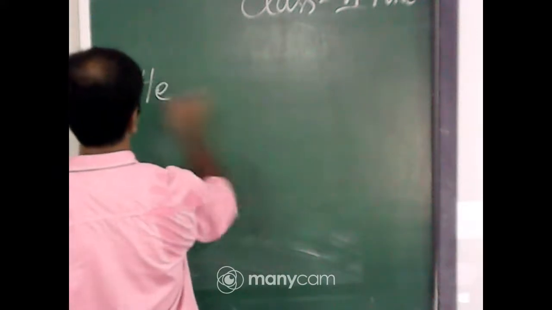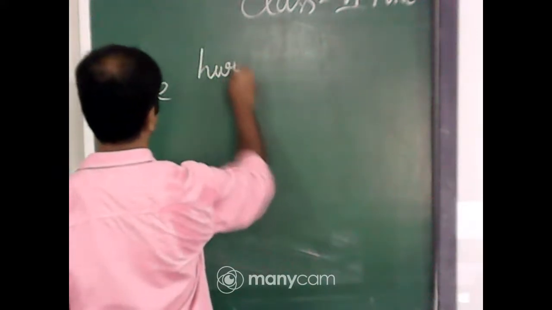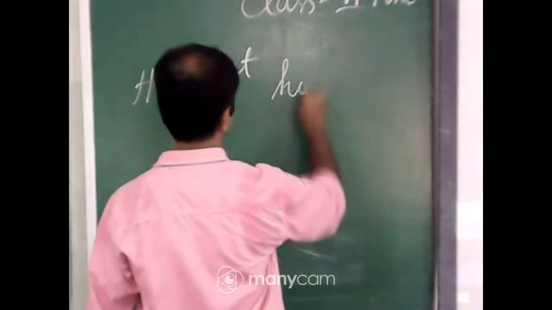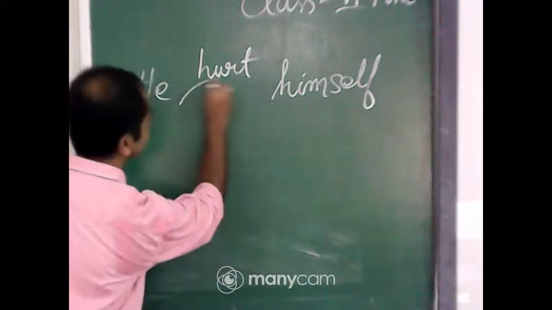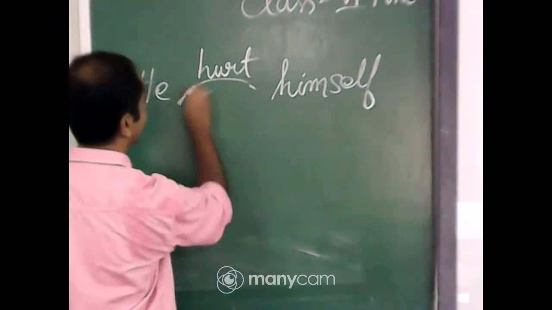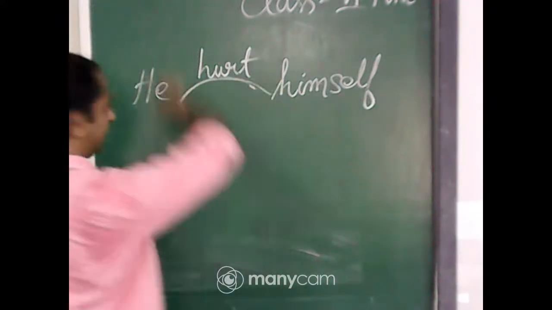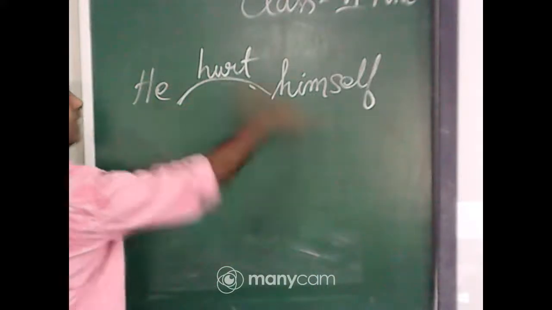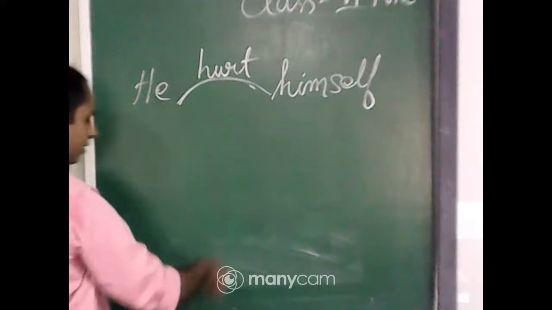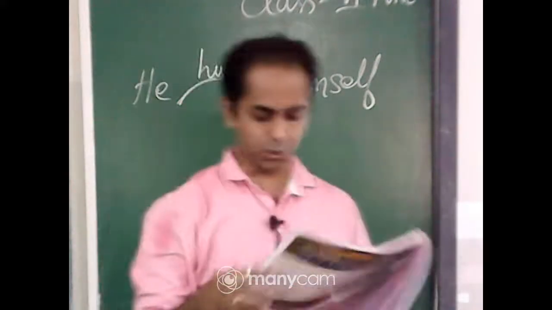He, H-U-R-T, hurt himself. So, here you can find the action is passing. The action is passing in this manner. So, he hurt himself. The action is reflected. So, this is reflexive pronoun.